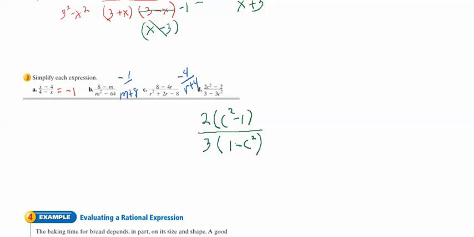Okay, again, they're opposites, so I'm going to go ahead and take out a negative 1. That changes this to c squared minus 1. So I no longer use this anymore, but now I can cancel these two. I keep that negative 1 and multiply it with the 3, so I have negative 2 over 3. And that's our answer for this one, negative 2 over 3.